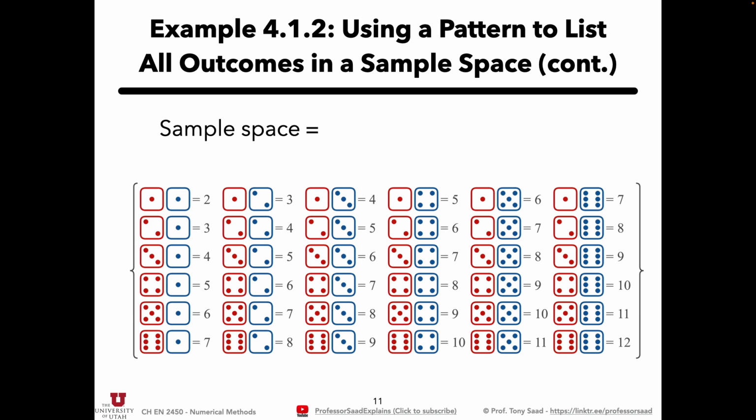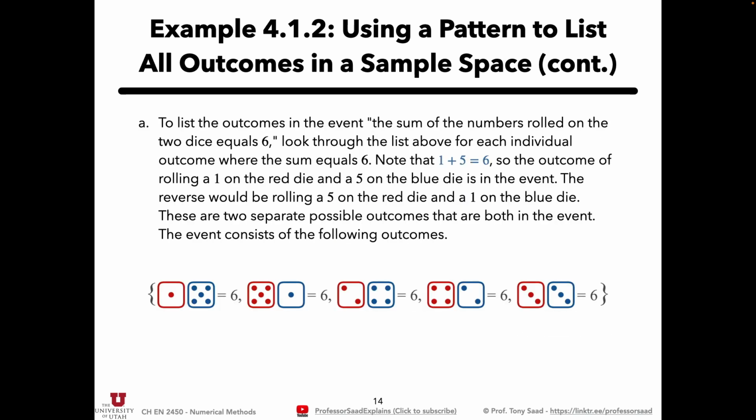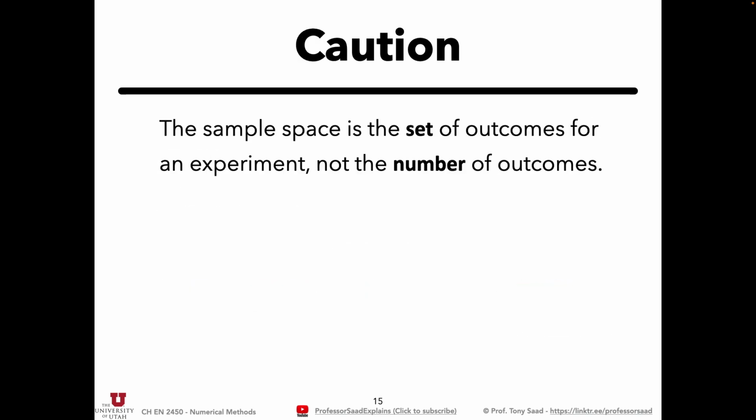So be careful. You have to make sure, unless otherwise specified, that it doesn't matter, that you count all of those distinct outcomes, because the order matters. First one is red, next one is blue. Okay. Right. The sample space is the set of outcomes, not the number of outcomes. Well, yeah, you know that.